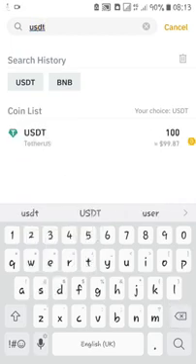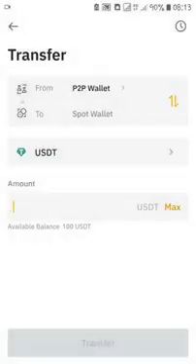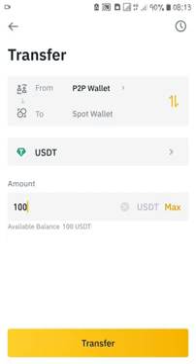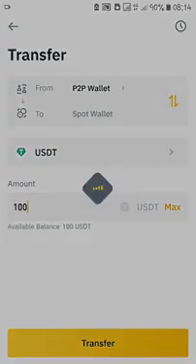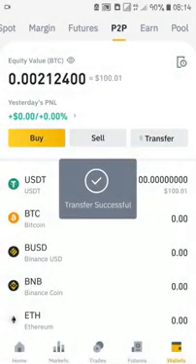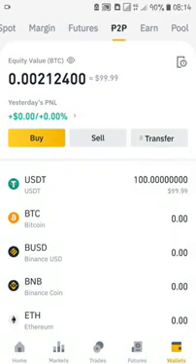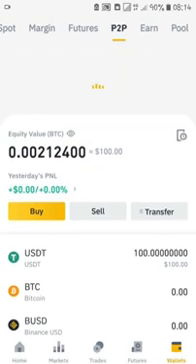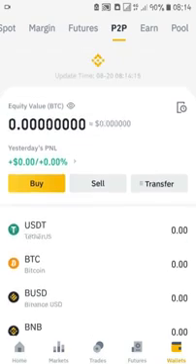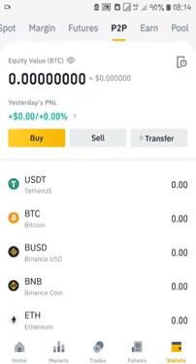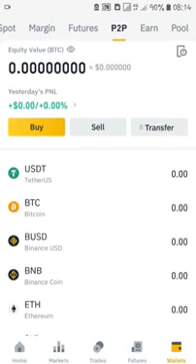Yes, I have some funds in my USDT, so I want to transfer the maximum amount. I have 100 USDT, so I'll just transfer it from my P2P wallet to my spot wallet. So I'll click on transfer. Successfully transferred. So the money has been transferred from my P2P wallet to my spot wallet. I've refreshed it now and you can see that I don't have any money in my P2P wallet.